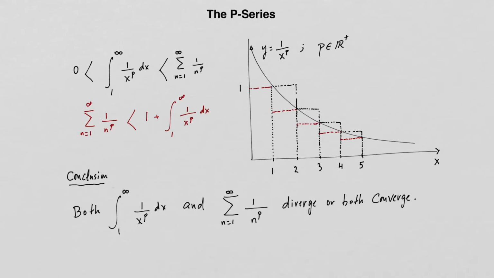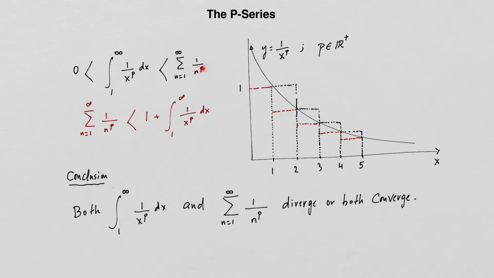Hello everyone. In this video I am going to address a special type of series called the P series, and it looks like this, where P takes different values. For example, if P equals 1, you get the sum of 1 over n, which is called the harmonic series. We already know that it diverges.